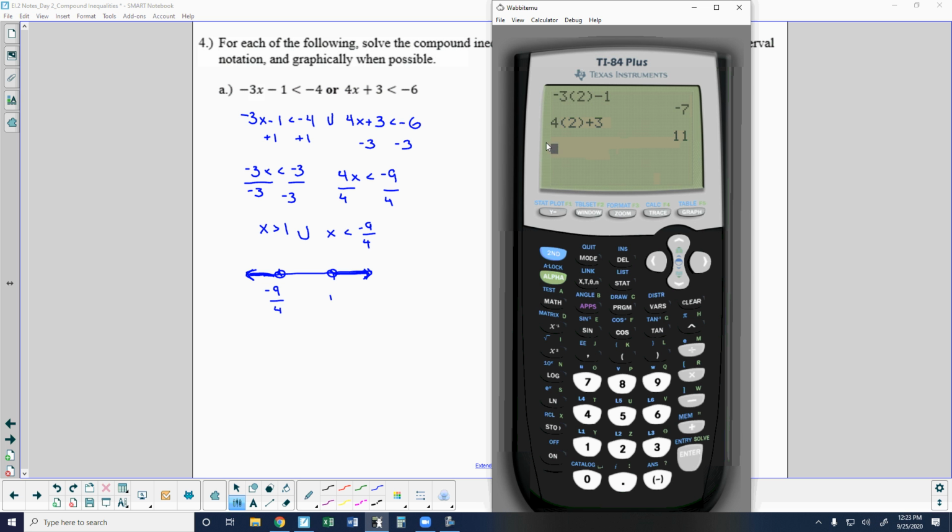And I'm going to put in 2 for x in the second part. Now, this one would say that 11 is less than -6, but that's where that word or comes in handy. 2 works for the equation to the left, but doesn't work for the equation to the right. So our answer is still a good answer. 2 is still a viable answer for x.